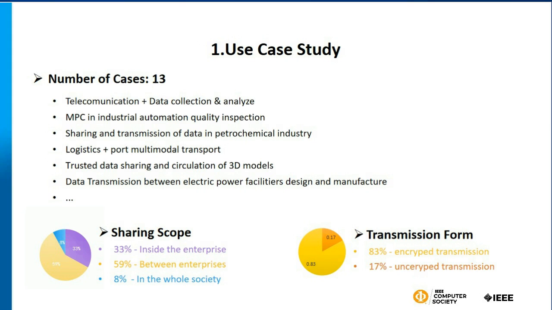In the first round of use case study, we have collected 13 cases in different industries and divergent scenarios, among which we have made some statistics. So 59% of them are data sharing between enterprises, and 83% of them transmit encrypted data to their partner. So that kind of provides some secure protection for the data.